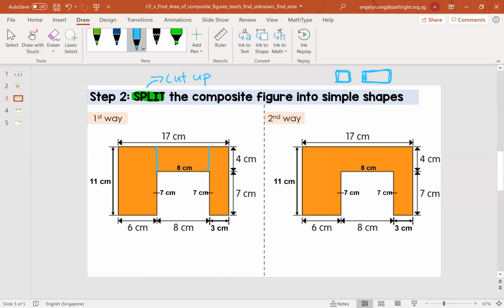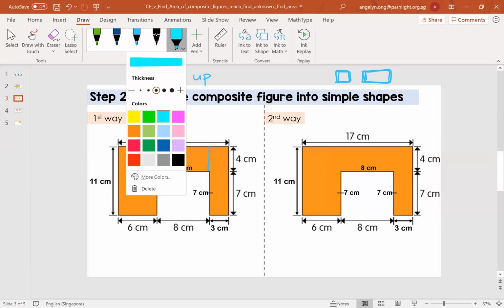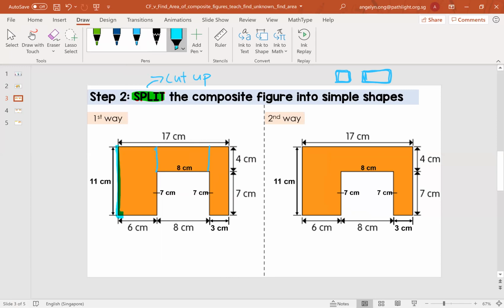And now can you see that I have 3 rectangles? Okay, let me show you. I have one rectangle here, and then I have another rectangle here, that's 2, and finally a third one here. So I split this composite figure into 3 rectangles.